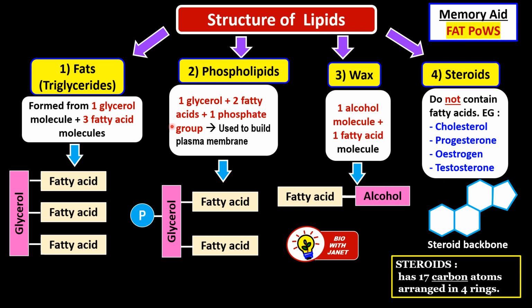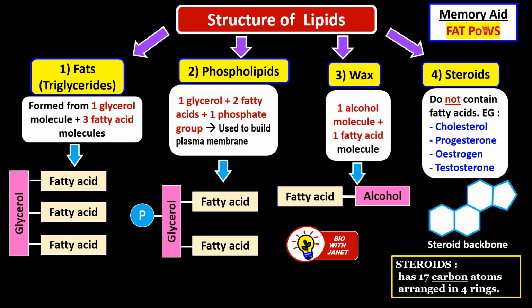So here we see a pattern. Fats have 3 fatty acid molecules in each of its molecule, right? Each fat molecule has 3 fatty acid molecules. Then for phospholipids, each molecule has 2 fatty acid molecules. For wax, each molecule of wax has 1 fatty acid molecule. And for steroids, they do not have any fatty acid molecules.